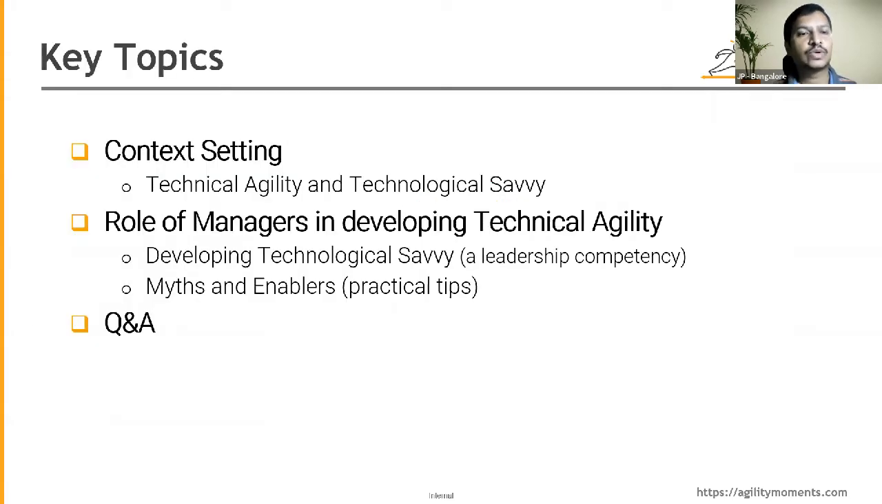Now, today's topic, we are going to dive into three sections. One, the context setting. We will establish a shared understanding about what we mean by technical agility, and another term called technological savvy. And they both are really important and they're related. And with that foundation, we will dive into role of managers in developing technical agility, both for yourself as well as for the teams that you manage. And towards the end, we will have some Q&A. And before we go into Q&A, we will also look at some myths and enablers. We'll try to bust them with some practical tips. Okay, that's the brief topic summary.